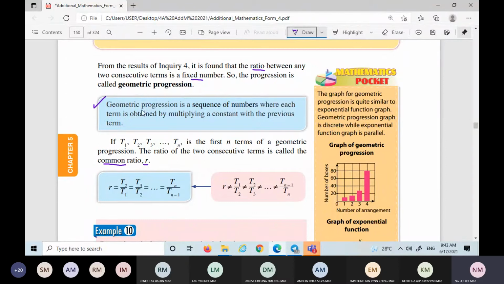This one you copy in your notes. A geometric progression is a sequence of numbers where each term is obtained by multiplying a constant with the previous term. And this one you copy: the common ratio R is equal to T2 over T1, because it's a ratio, so you divide. And also T3 over T2. Remember, don't do T1 over T2. Always the bigger term over the smaller term, T2 over T1.